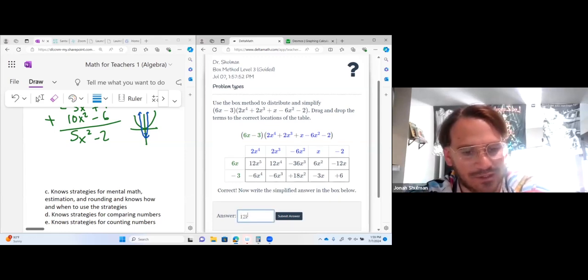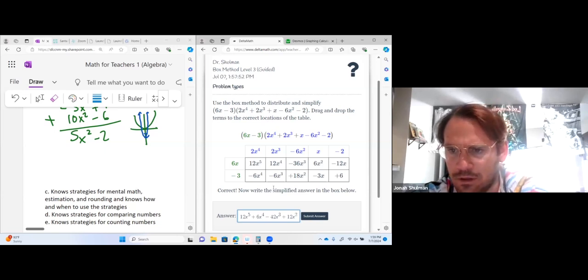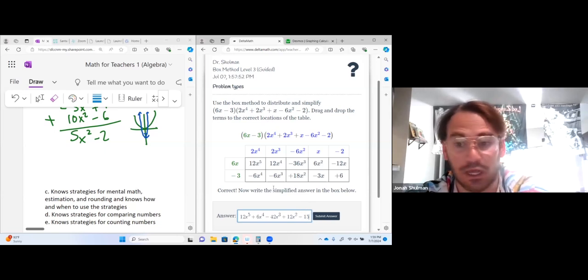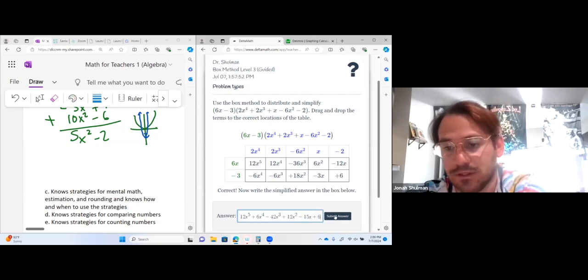All right, 12x to the 5th. There's only one like that, and I have 2 of these, so it's going to be plus 6x to the 4th. And now it's going to be 2 of these, so minus, that's 42x to the 3rd. Plus 12x squared. Minus 15x. That was a lot. If I missed a piece, that's okay, but I think that's the answer.